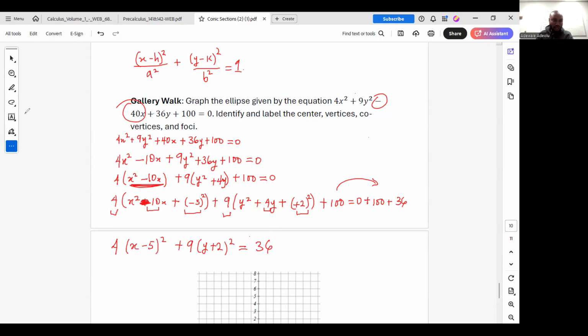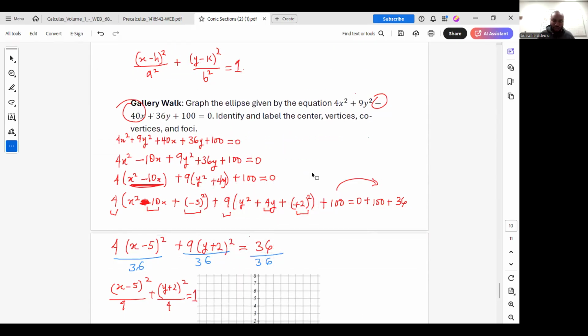Now we want the other side to be 1, so we can divide through by 36, and we would have x minus 5 all squared over 9 plus y plus 2 all squared over 4 equals 1. So now we have it in the form we want. Now, what next? We can now start our work.